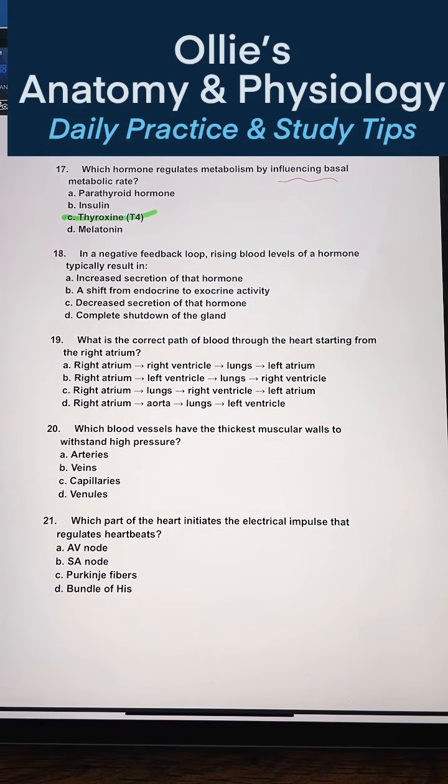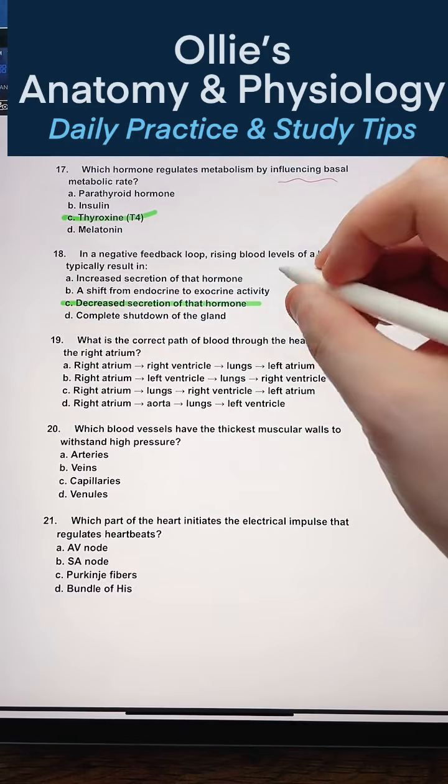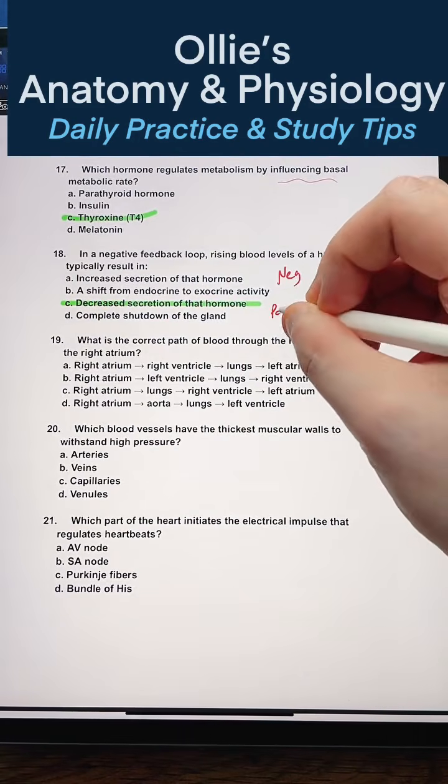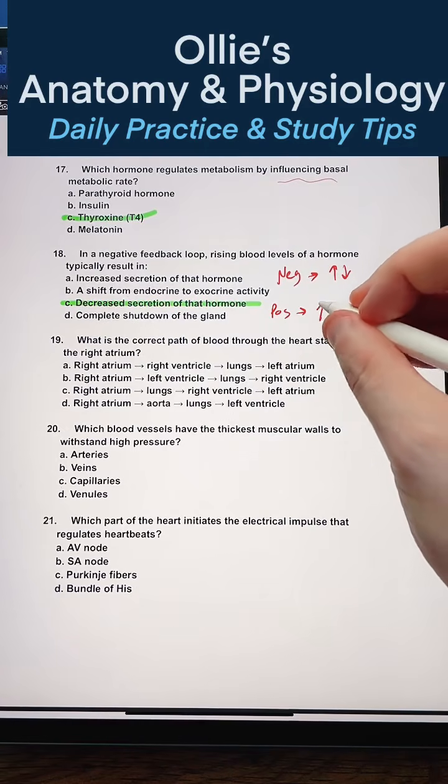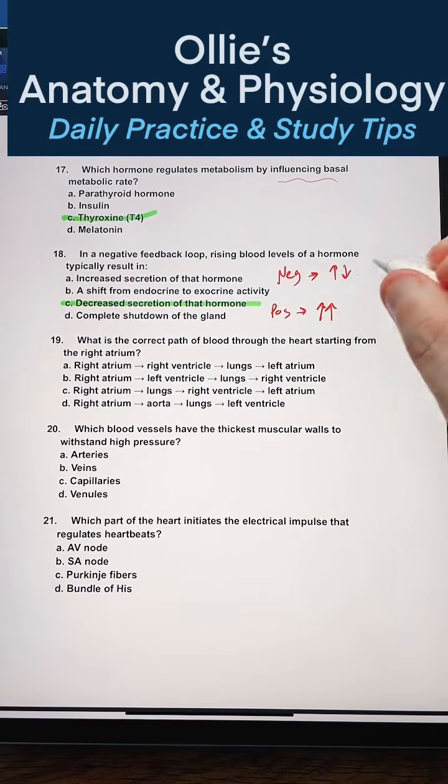But number 18, the answer is going to be C. There's going to be a decreased secretion of that hormone. Decreased secretion. So again, negative feedback loop, that's typically what the majority of our body has. We have our negative and our positive feedback loops. Negative acts in the opposite direction. Positive acts in the same direction. Negative inhibits. Positive enhances.